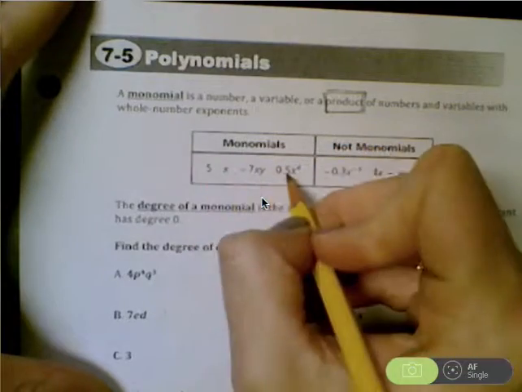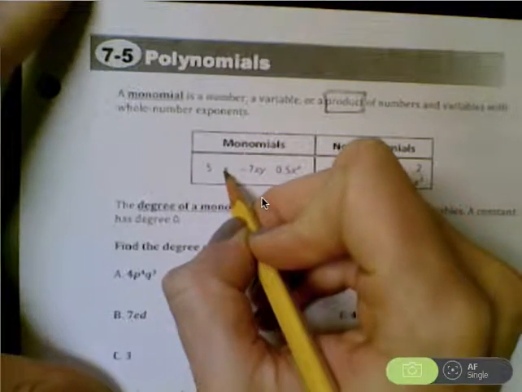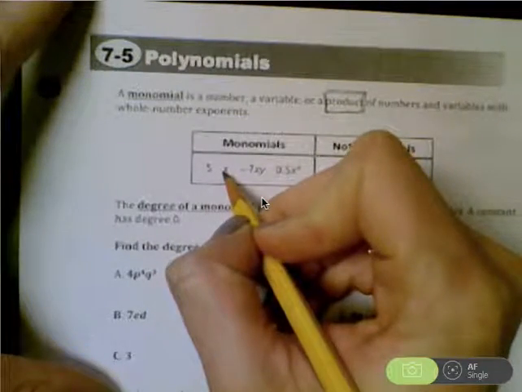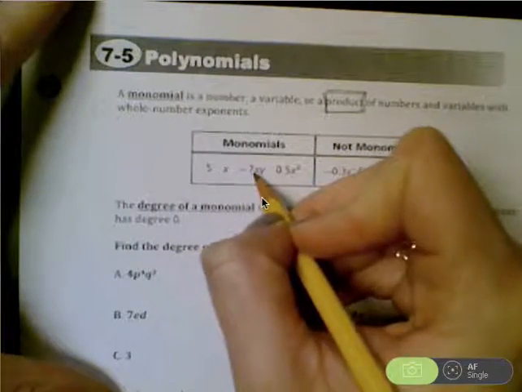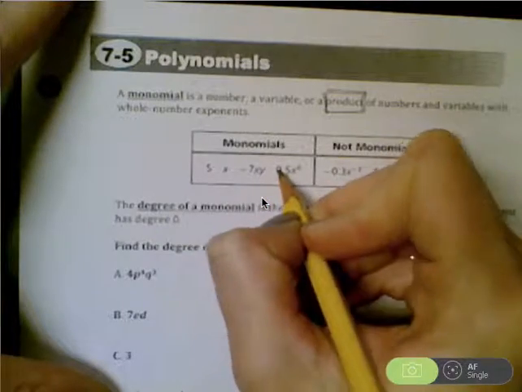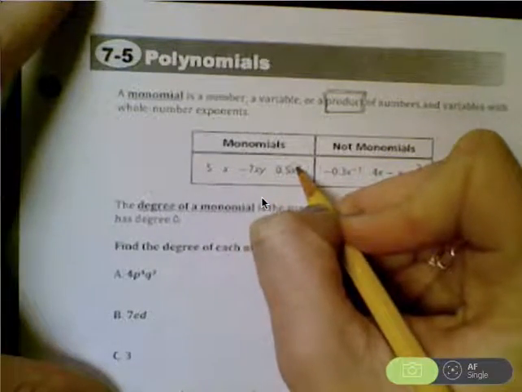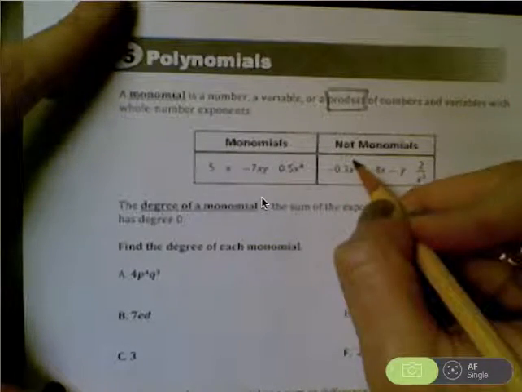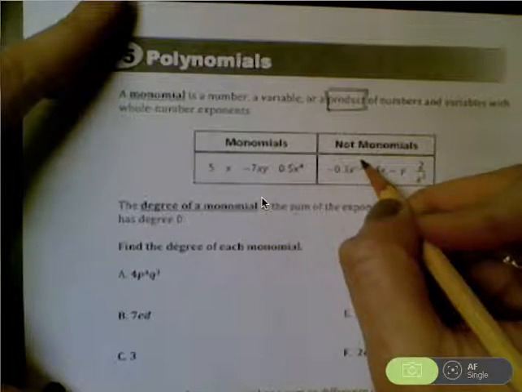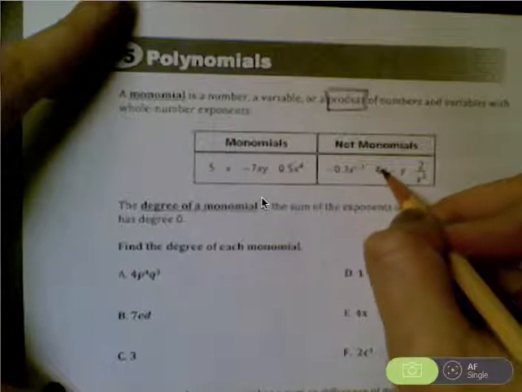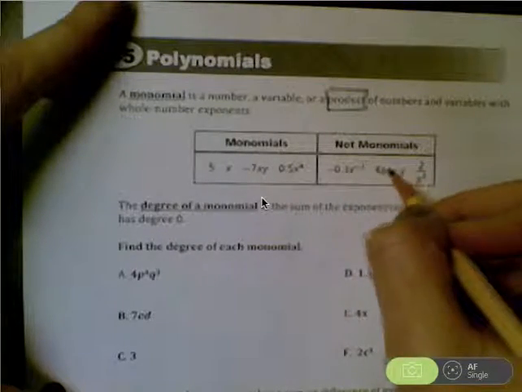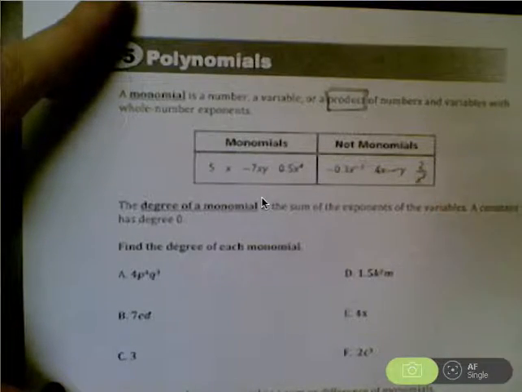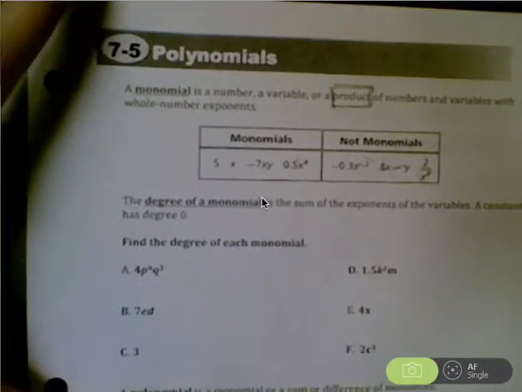So all of the examples of monomials have numbers. It can be just a number by itself, it can be a variable by itself, or it can be a number and variables being multiplied together. It can have an exponent as long as that exponent is positive. In this example of non-monomials, you'll notice we have a negative exponent, which is why this one is not a monomial. We have a subtraction sign, which is why this is not a monomial. And we have a division or negative exponent, which is why this is, again, not a monomial.